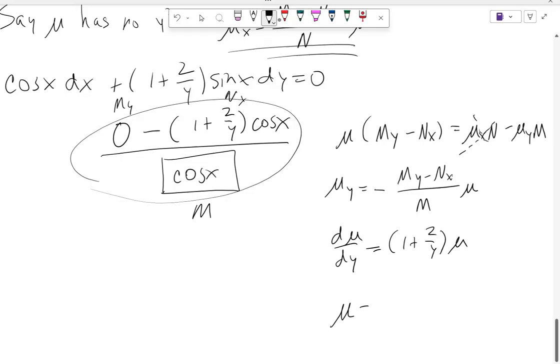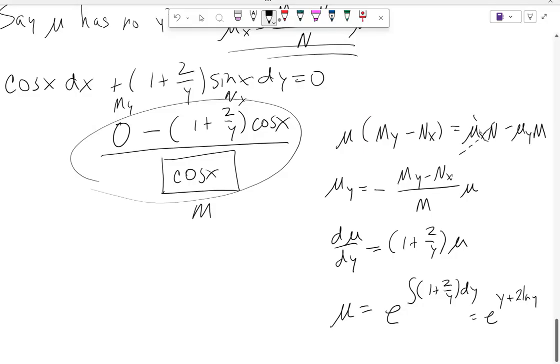Remember again, this needs to look like e to a power, because the derivative involves the original function. If the derivative involves the original function, it must have been e to a power, right? The thing that pops out in front has to be the derivative of the power, correct? So the power must be the integral of 1 plus 2 over y dy, which is y plus 2 natural log, holy cow, 2 natural log of y.